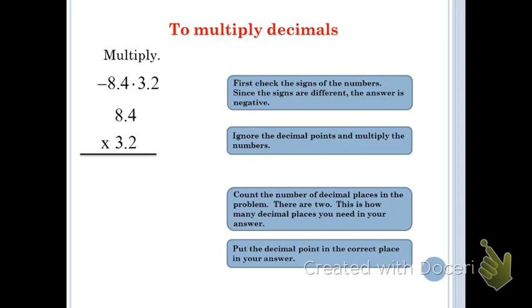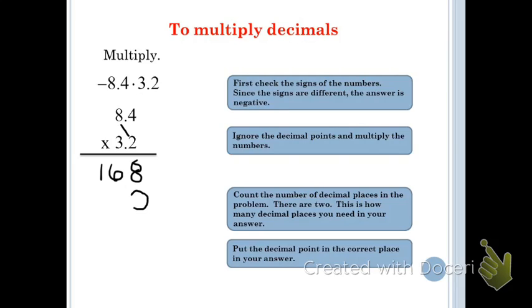Multiply negative 8.4 times 3.2. So notice that since our signs are different, the negative 8.4 and positive 3.2, our answer is going to be negative because our signs are different. So 2 times 4 is 8, and 2 times 8 is 16. We won't worry about the decimal points until the end.